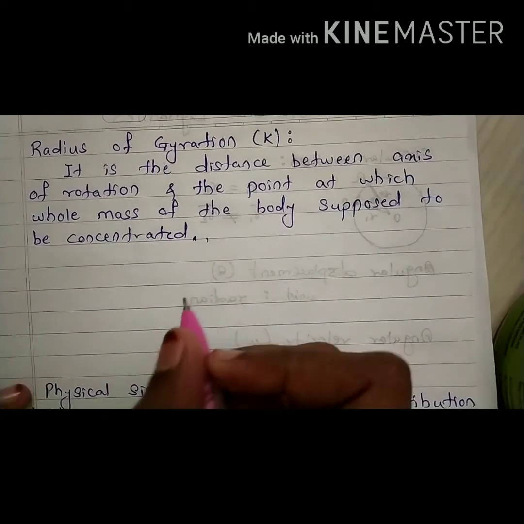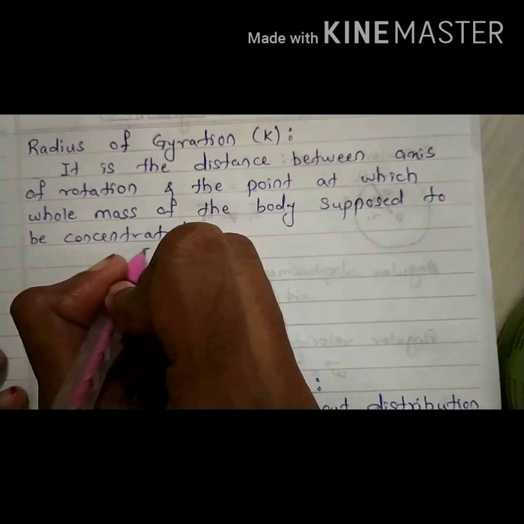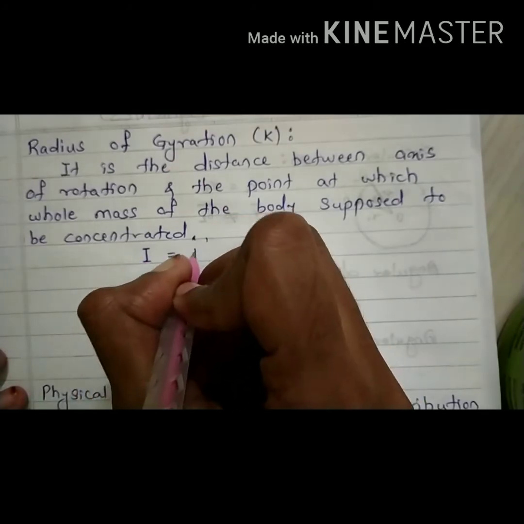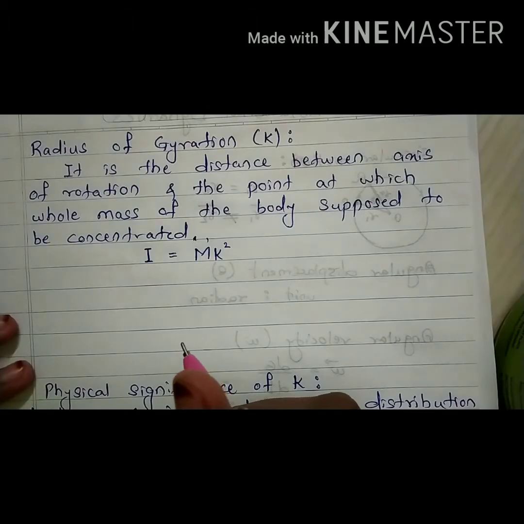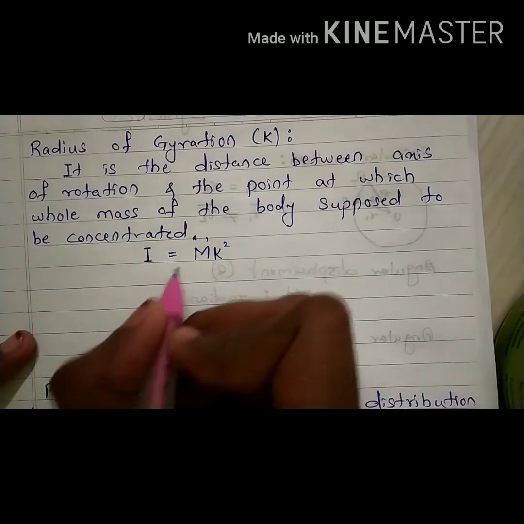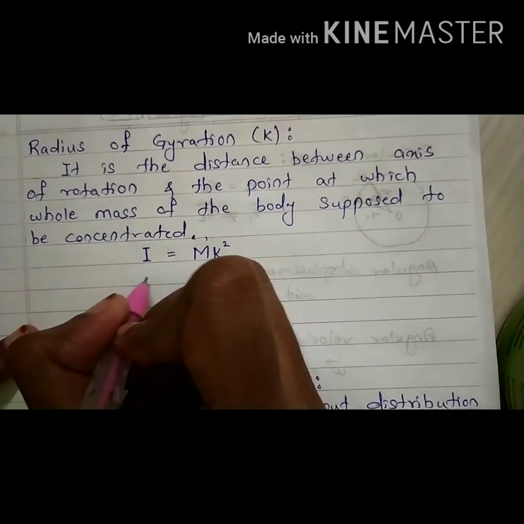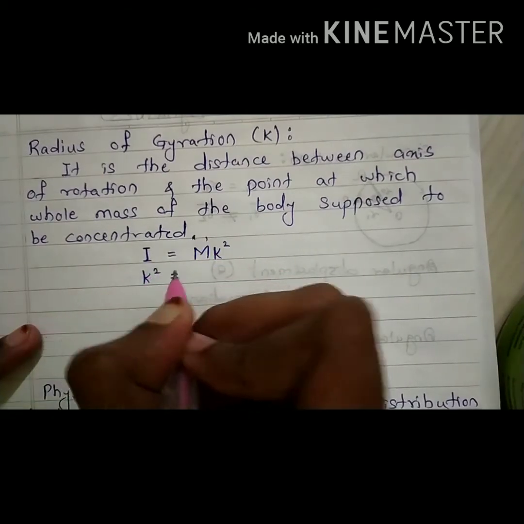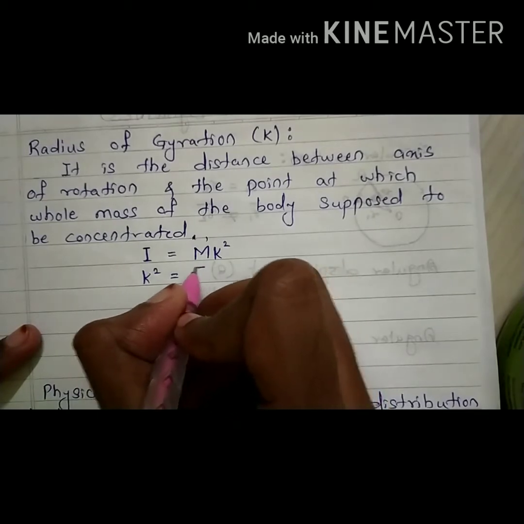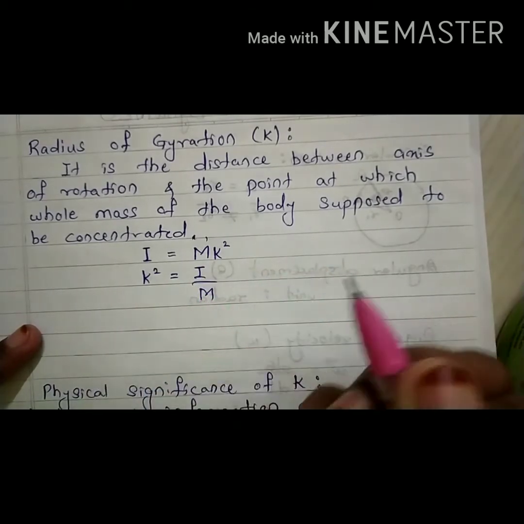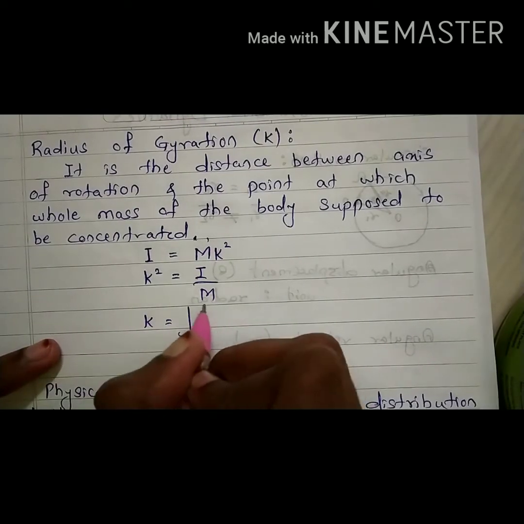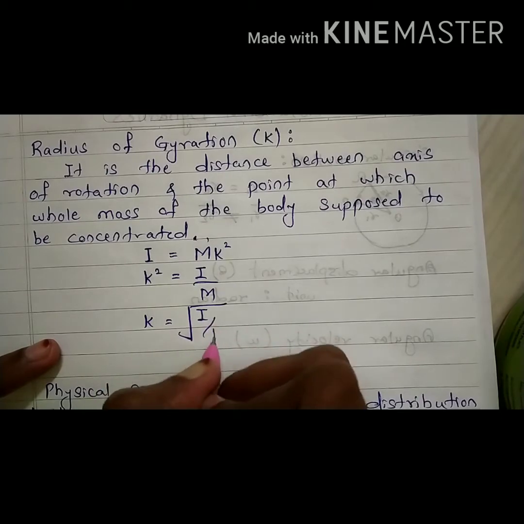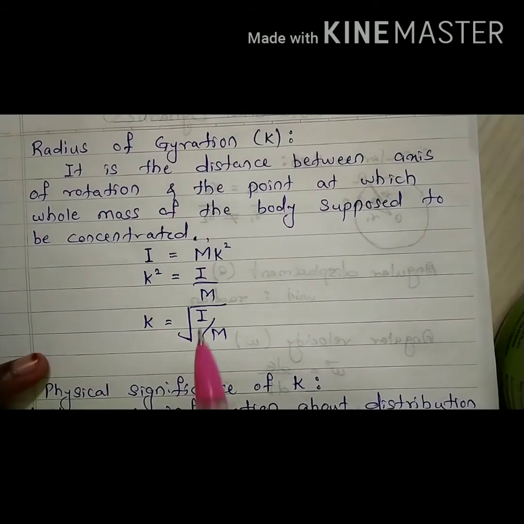Mathematically it is represented as I is equal to m k square. We have to calculate k, that is the radius of gyration. So k square is equal to I by m. Here we have k square, so we have to calculate k. K is equal to square root of I by m. So this is the formula for radius of gyration k.